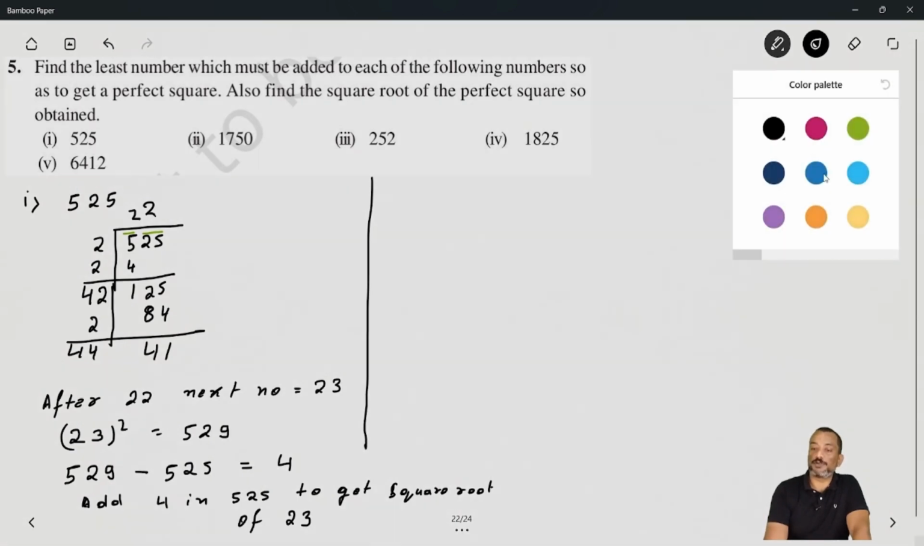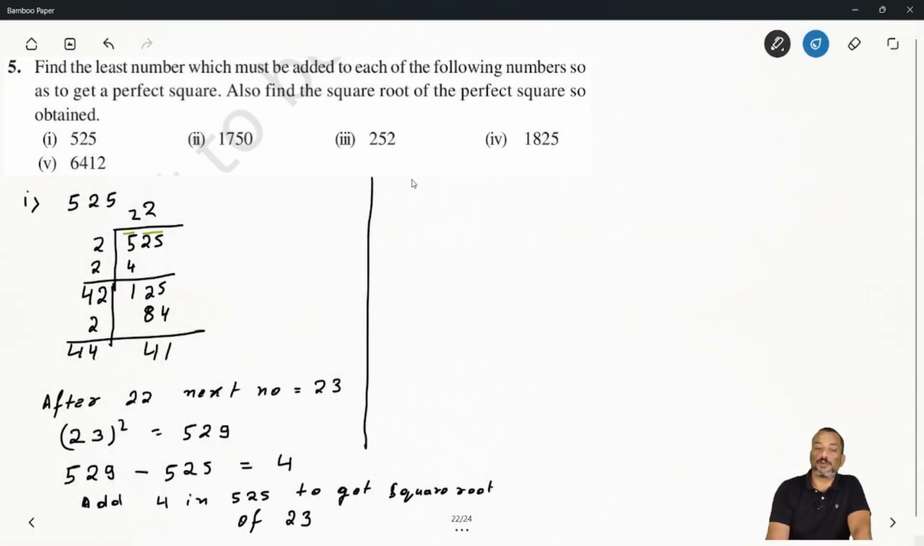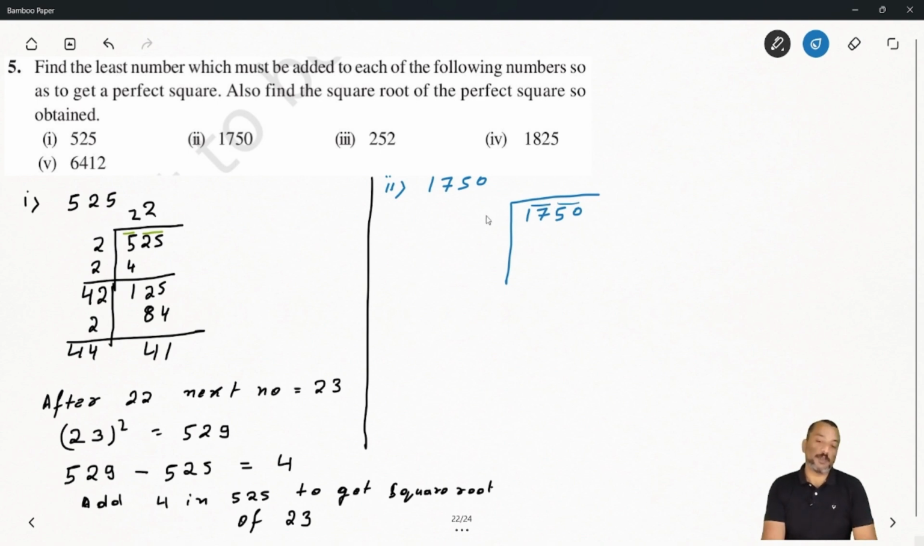So the second question, let's go with question number 2. You have been given 1750. So here again, we have to find a number that will be added. So in the same way, we will go with the long division method. So here we have 1750. Before that we will take a pair here. So before 17, any number that comes is a pair, a perfect square. So 4. 4 squared is 16. So we can say 4 here. So 4 will be added.